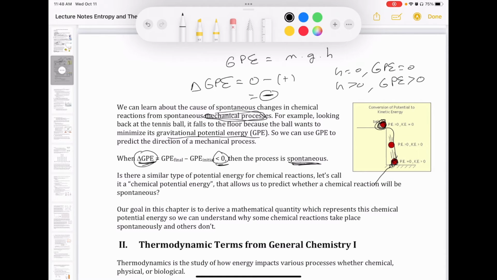So what we're trying to do in this chapter is really find a similar quantity, but for chemical reactions. So instead of gravitational potential energy, we're trying to find something called chemical potential energy. Is there a potential energy for chemical reactions that, when we calculate it the same way as we calculate this delta GPE, when it gives us a negative number, it tells us that that reaction is going to be spontaneous? Whereas if it gives us a positive number, then that reaction is not going to be spontaneous.